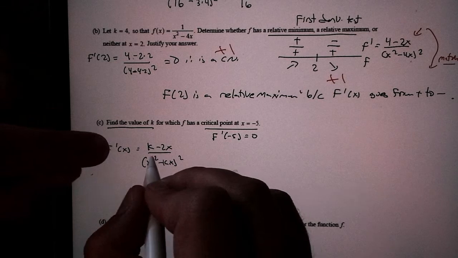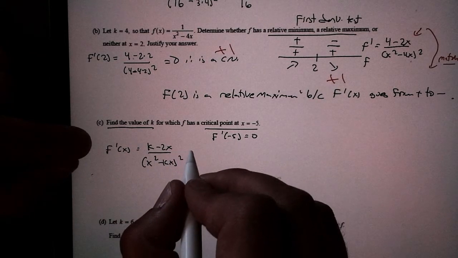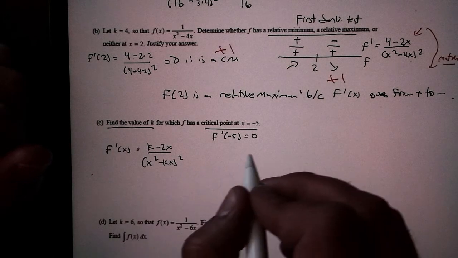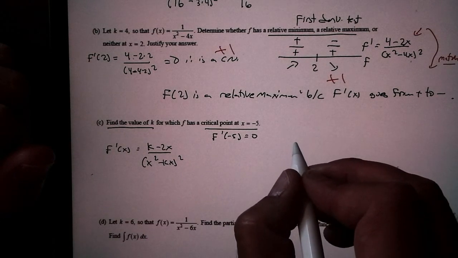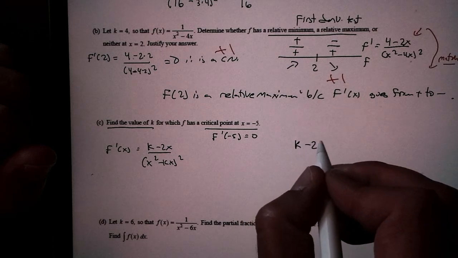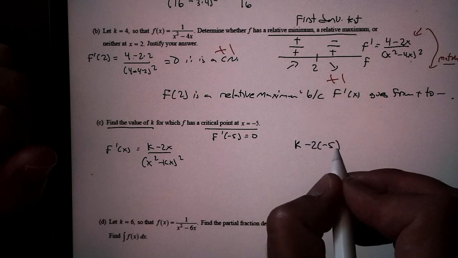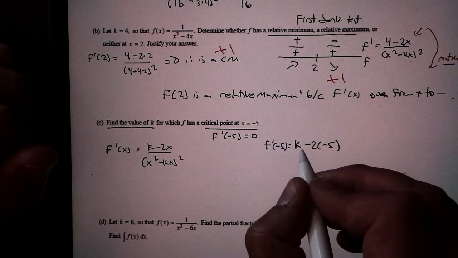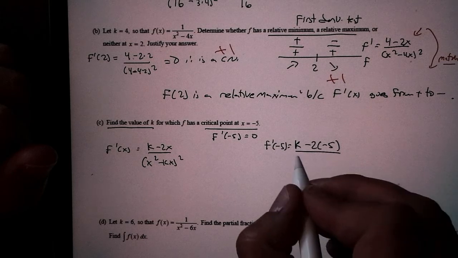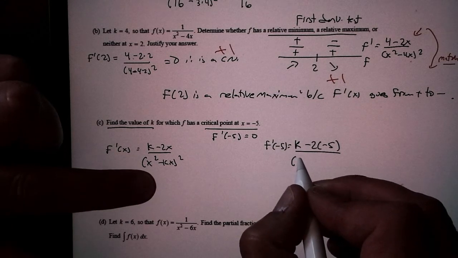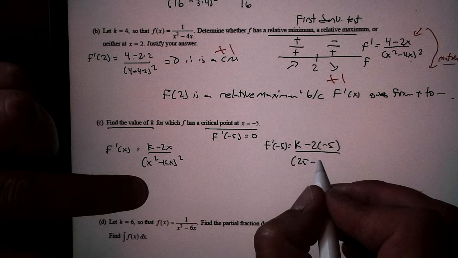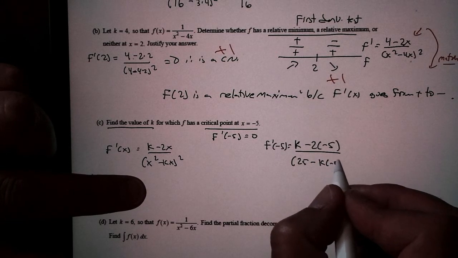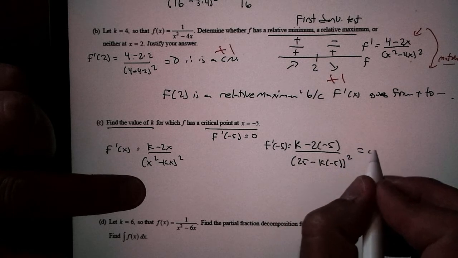And we want to find k, and here's what we know, that this is going to equal 0 if x is -5. So we're going to plug all of that in. So k we don't know, minus 2 times -5. Remember, we're looking for f prime of -5 over -5 squared is 25 minus k times -5 squared. And we know that that's going to be 0.